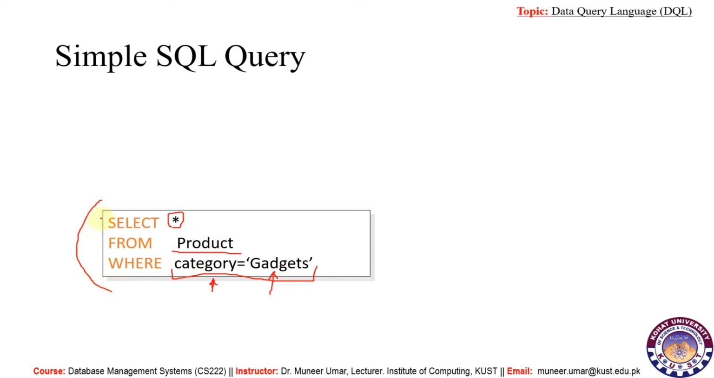So we will get all the attributes for all those items where category is equal to gadgets in the product table. We will practice this a bit later.